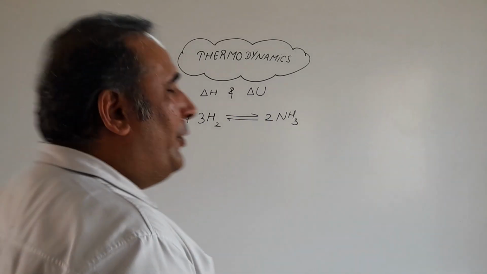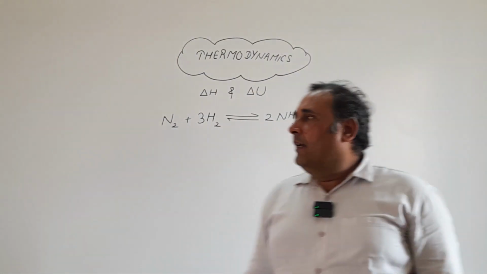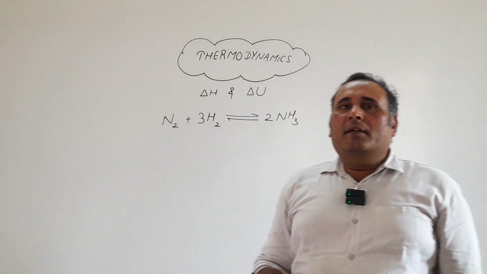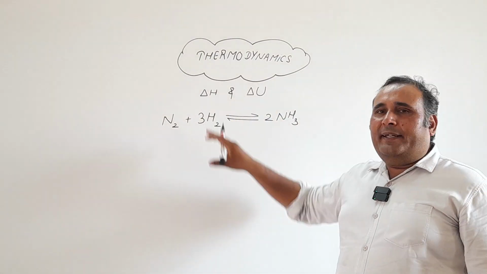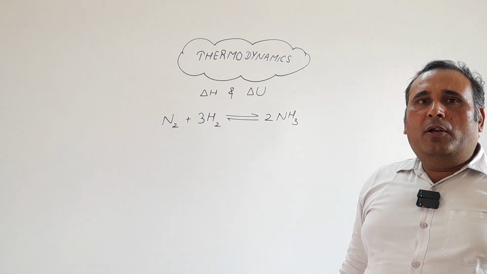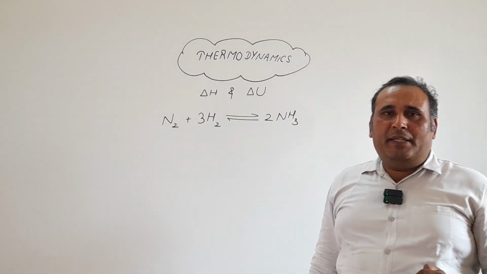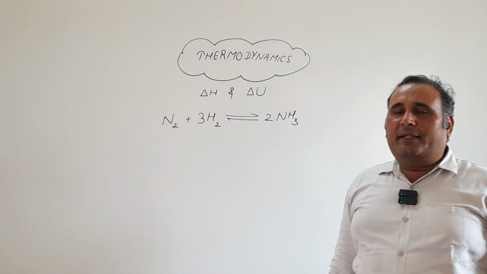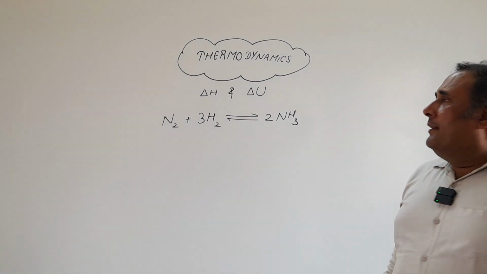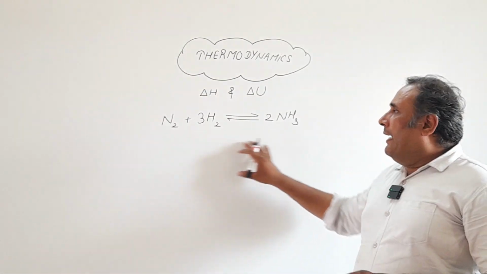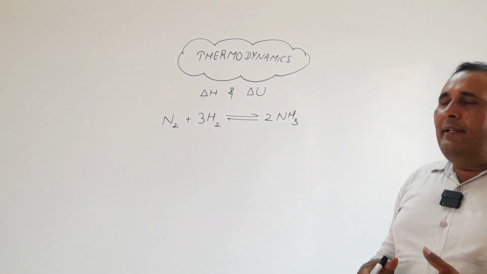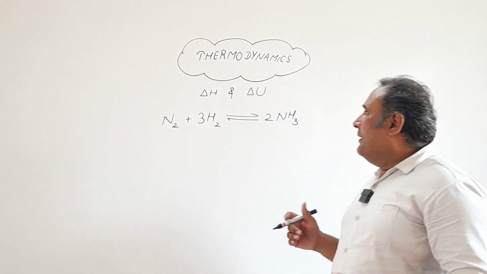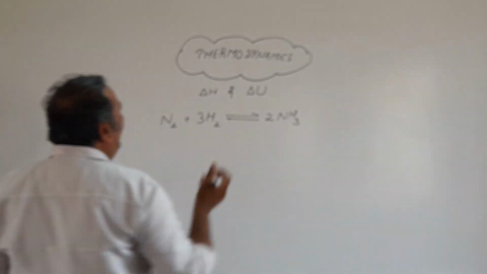Hello students, do you know in thermodynamics for a particular reaction which will be greater, delta H or delta U? You all know that delta H is enthalpy change and delta U is internal energy change. In thermodynamics we use these quantities. So if a reaction is given, can we calculate which will be greater? Means delta H will be greater or delta U will be greater?